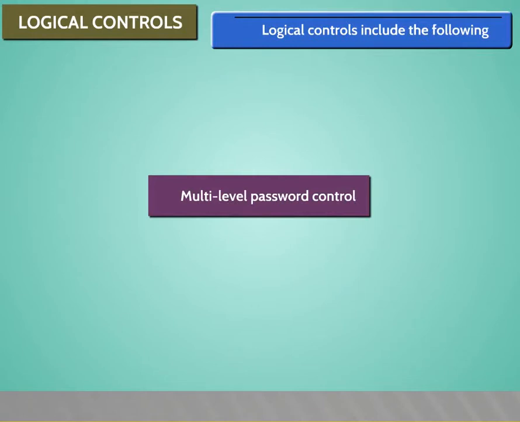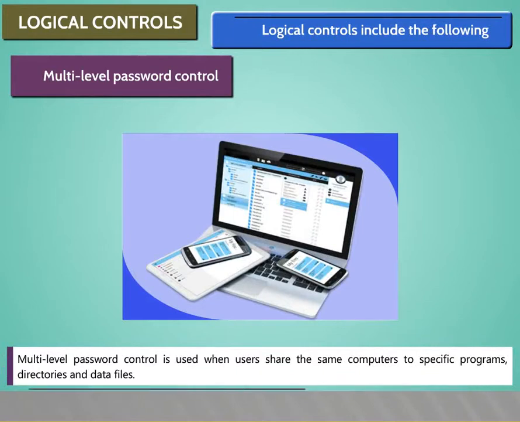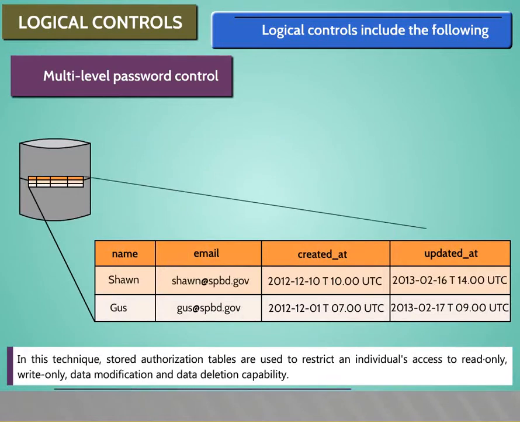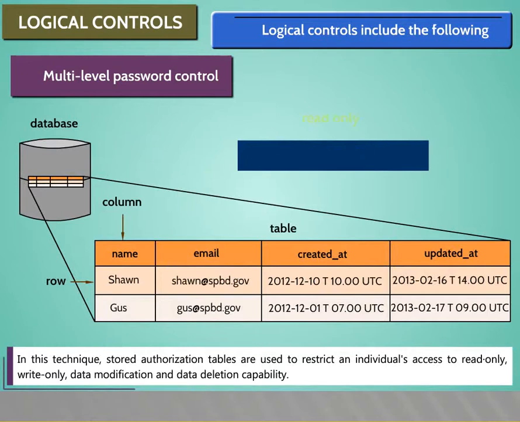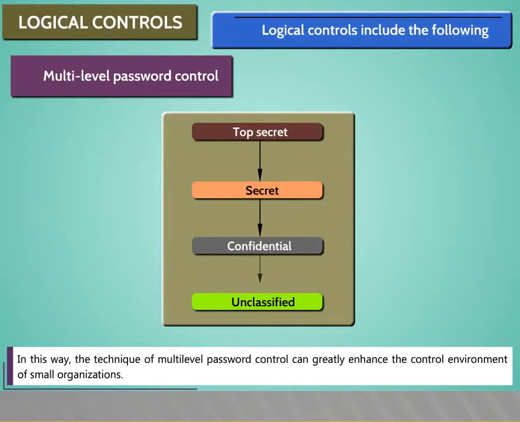Multi-level password control. Multi-level password control is used when users share the same computers to access specific programs, directories, and data files. In this technique, stored authorization tables are used to restrict an individual's access to read-only, write-only, data modification, and data deletion capability. In this way, the technique of multi-level password control can greatly enhance the control environment of small organizations.